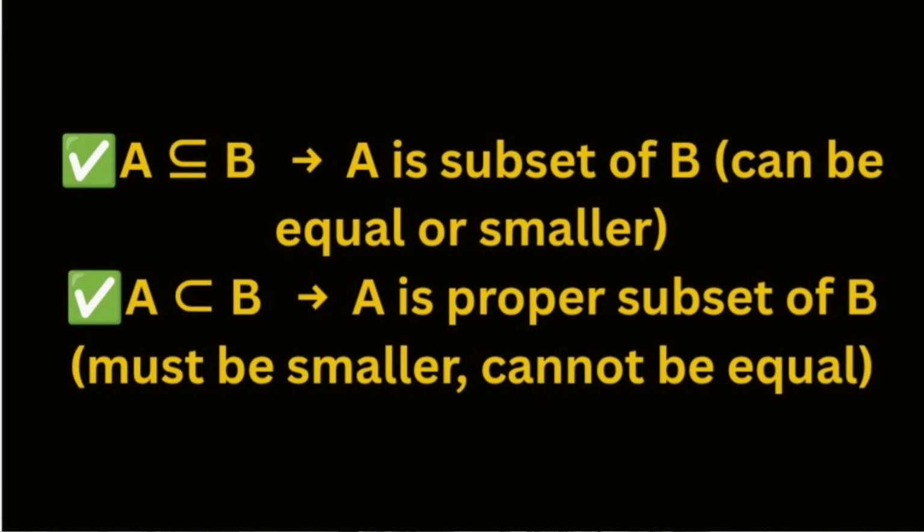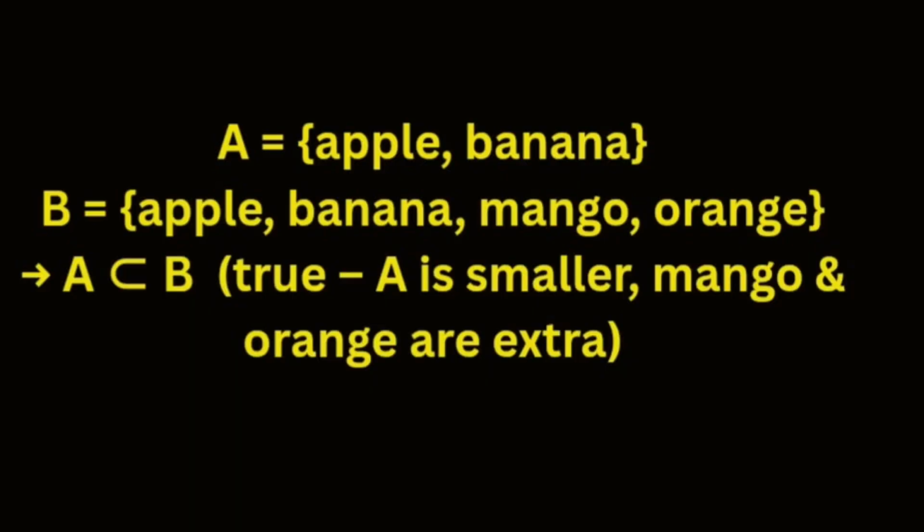Quick comparison. A is a subset of B means A can be equal or smaller. A is a proper subset of B means A must be smaller and cannot be equal. Here are 5 clear examples about proper subsets. The first example, fruits. Set A: apple, banana. Set B: apple, banana, mango, and orange. A is a proper subset of B is true because A is smaller. Mango and orange are extra.